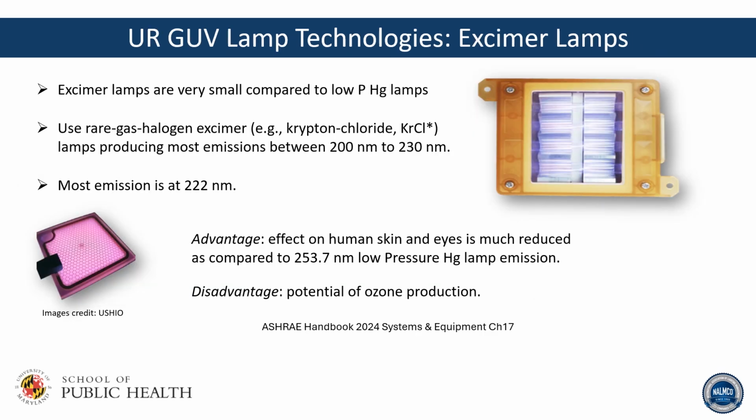Excimer lamps are very small compared to the low-pressure mercury lamps. They use rare gas halogen excimers, mostly krypton chloride for commercial applications, and they produce most of their emissions between 200 to 230 nanometers. Most of the emission is at 222 nanometers. Their advantage is the effect on human skin and eyes is much reduced as compared to 253.7 nanometer mercury emissions. Their disadvantage, they have the potential of ozone production.